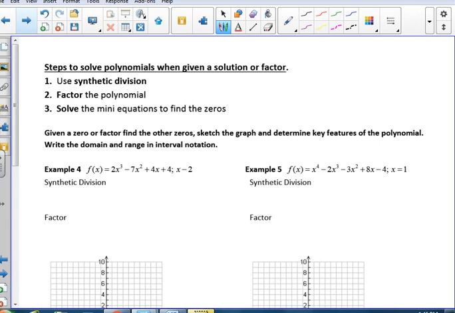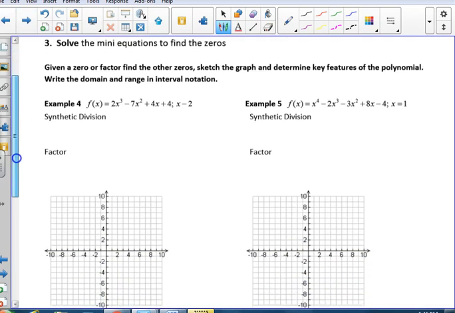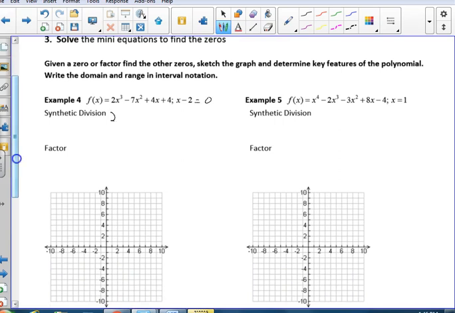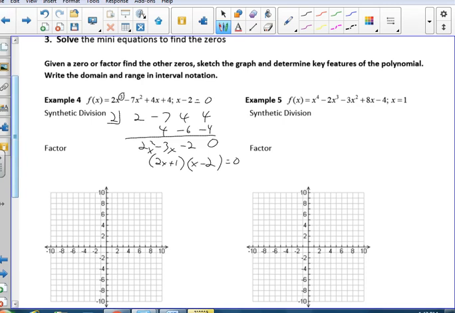Okay, now we're going to do some synthetic division. This should be a review for everybody. So we set this equal to 0. That's our number in the box. We have 2, negative 7, 4, and 4. Drop down to 2, multiply, add together, multiply, add together, multiply, remainder of 0. We started with cubic, so this is going to be 2x squared minus 3x minus 2. If we factor that, we're going to get 2x plus 1, x minus 2. Guess and check, whatever method you use. This is x equals negative 1/2, and x equals positive 2.